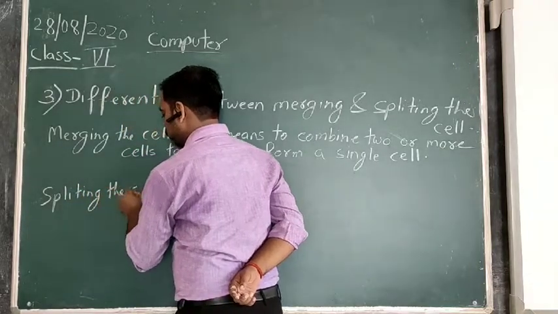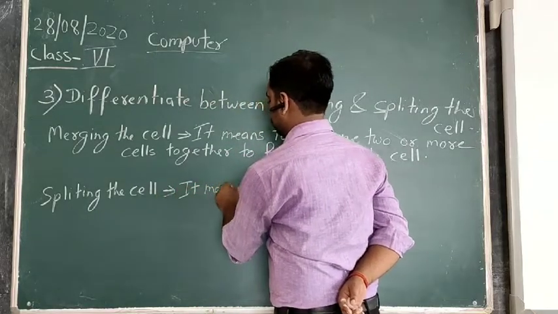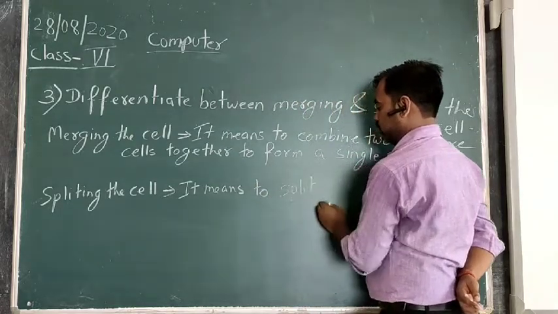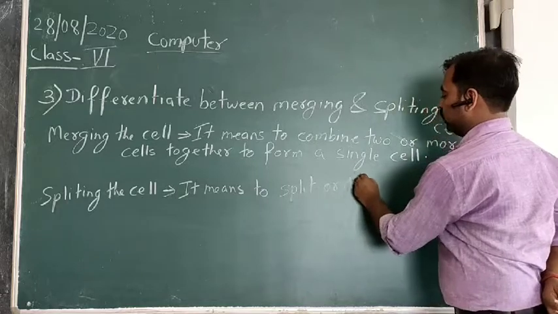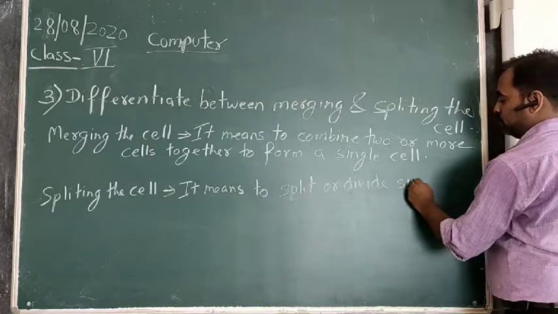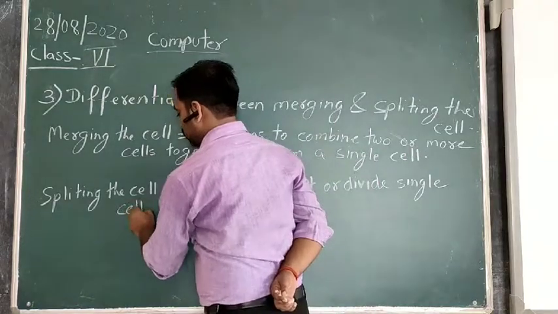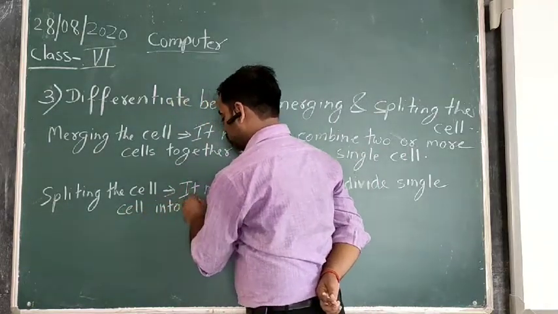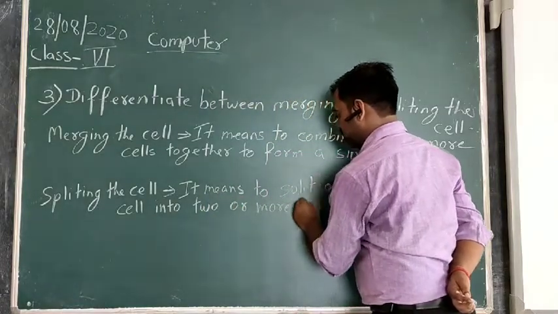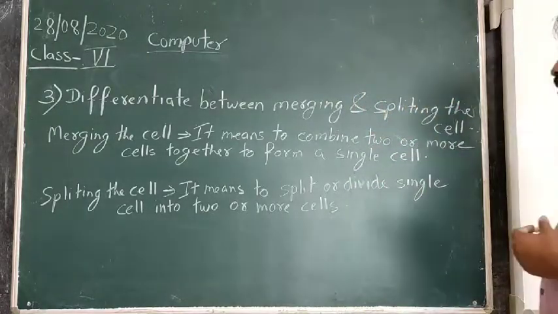The other option is splitting the cell. It means to split or divide a single cell into two or more cells. It means to split or divide a single cell into two or more cells.